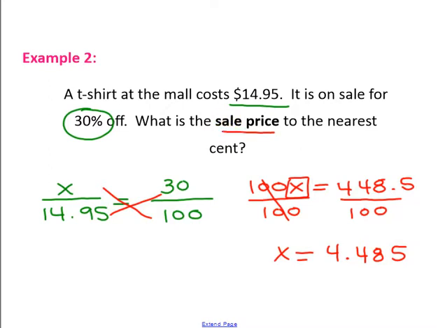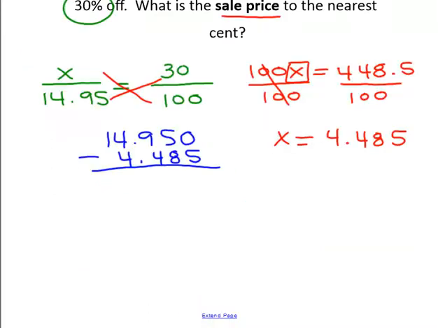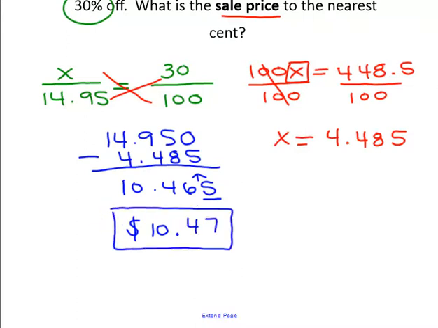But it's asking you what the sale price is. So how much are you actually going to pay? So you're going to do the original price here, $14.95 minus 4.485, and then you can go ahead and subtract that in your calculator. And you're going to get 10.465. Now, this is not your final answer. You need to round because this is money. Money only goes to 2 decimal spots, but here you have 3. So this 5 is going to tell your 6 to go up. So your final answer is going to be $10.47. And that's what you'll pay for the shirt.